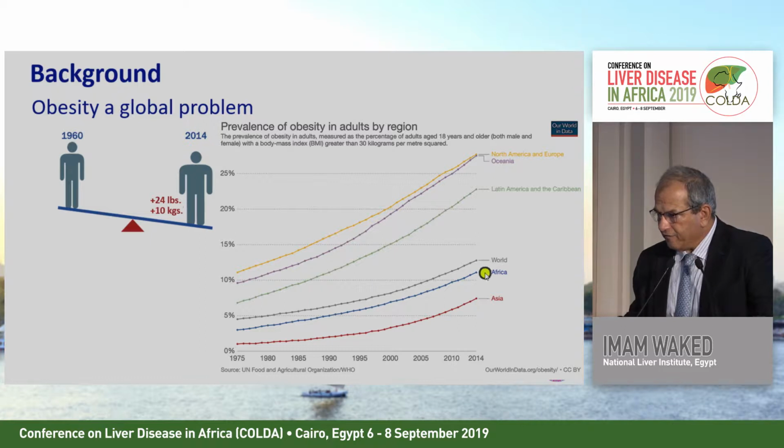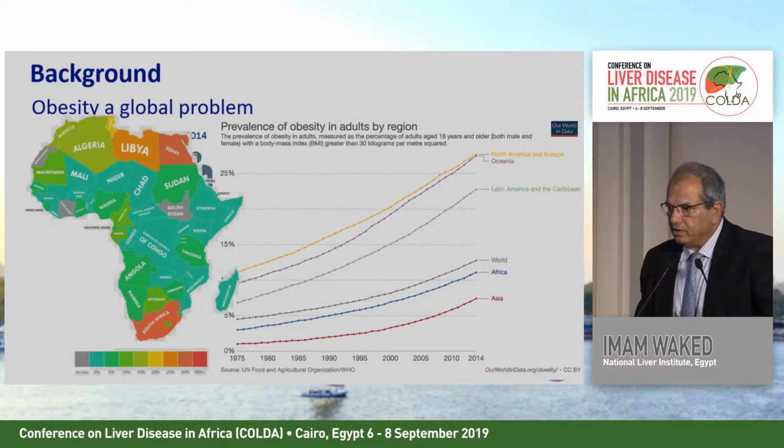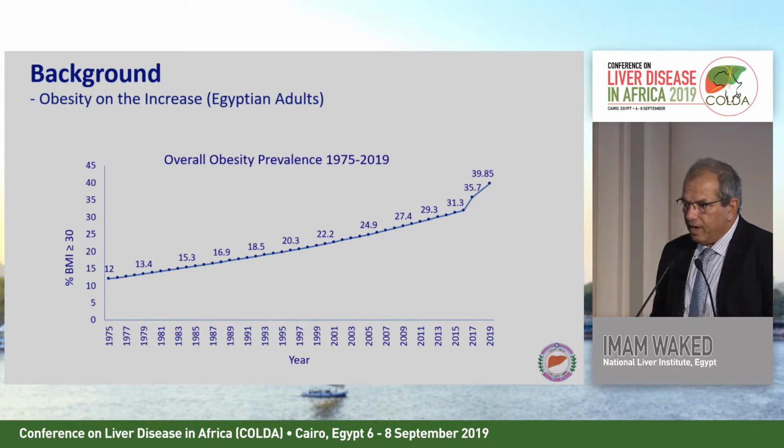And in Africa, obesity is on the increase, at the same rate as the global increase. In Africa, the highest prevalence of obesity is definitely in Egypt, and there is some increase going on in South Africa. But in Egypt, we have seen the prevalence of obesity going up from 12% maybe 40 years ago, going up very steeply. Now it has more than tripled to close to 40% obesity in males and females.